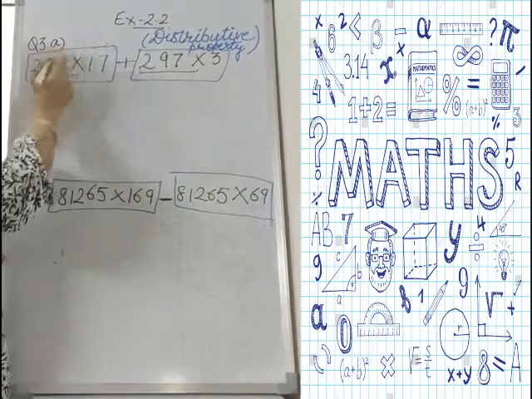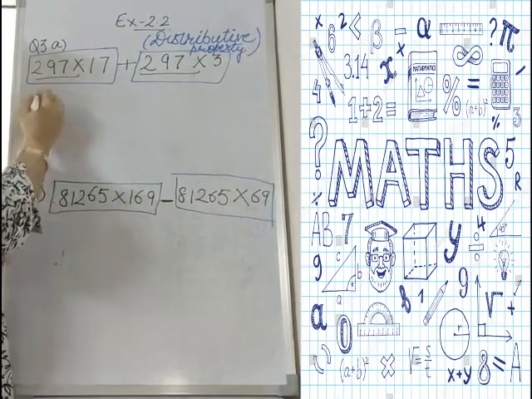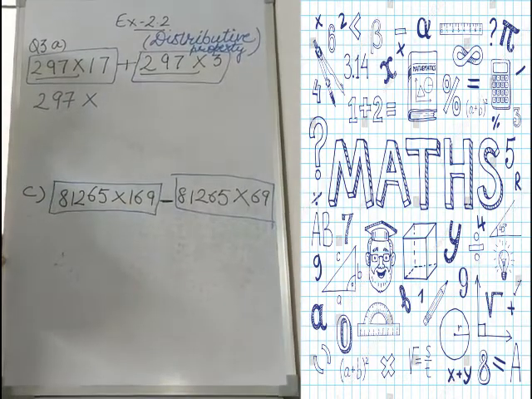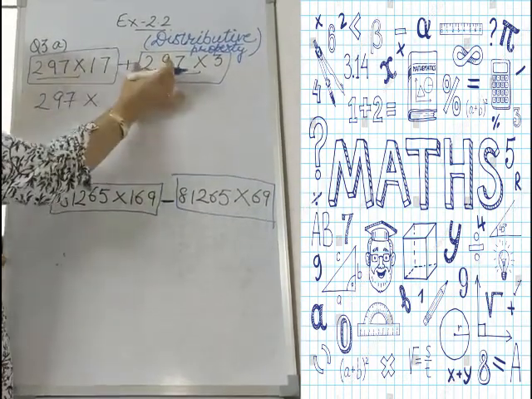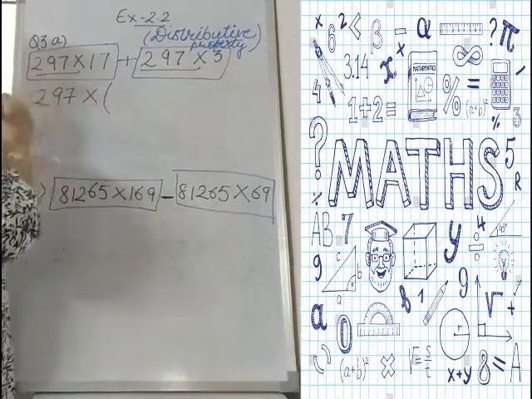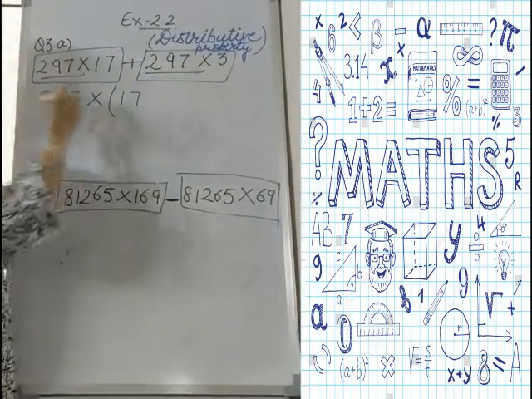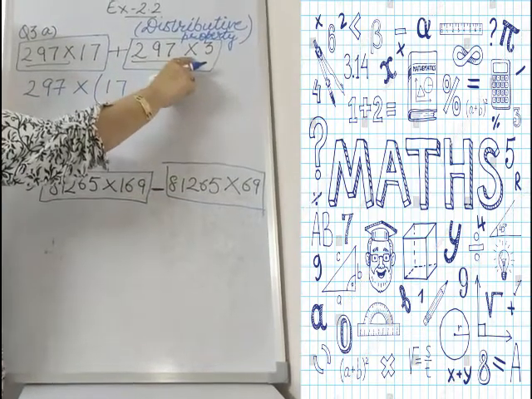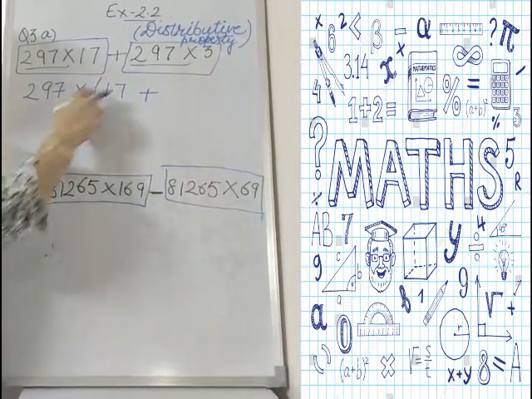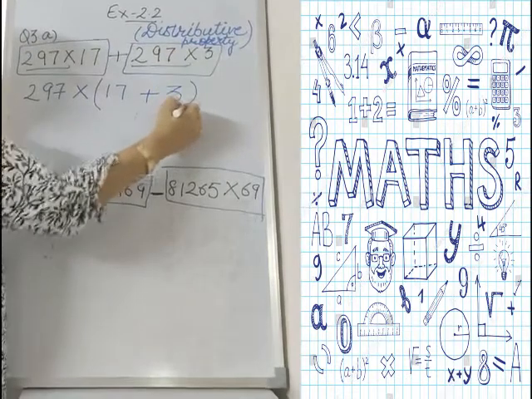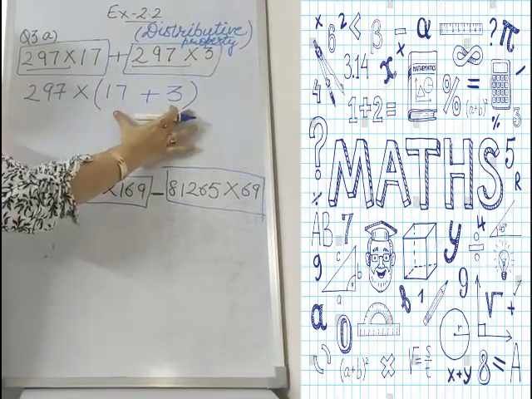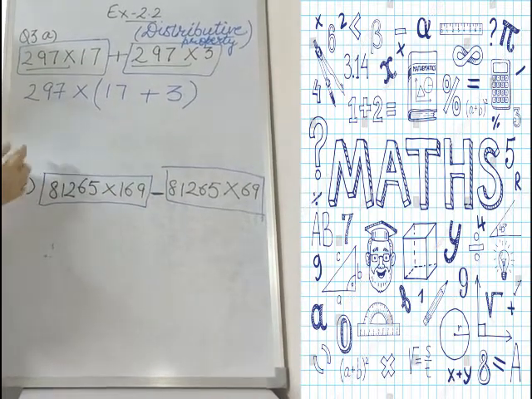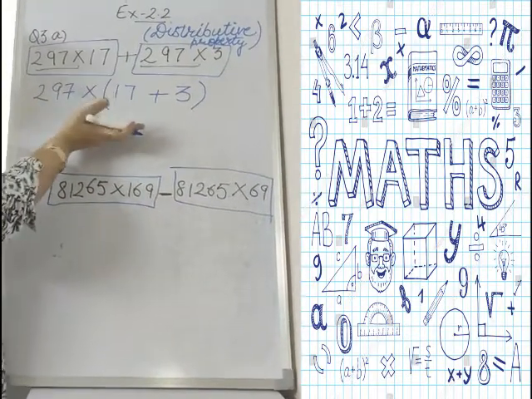In this, 297 is with both the parts. So I will take 297 out. As in distributive property you have done, 297 will come out and I will write 17 here. Which sign is here? Plus. 297 with multiplication sign has come out, and you will write 3 inside the bracket and bracket closed. So this one is distributive property as we have done in the activity. You can think about it.